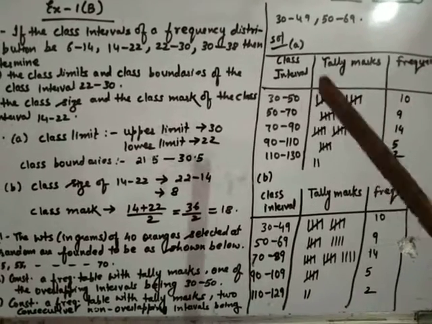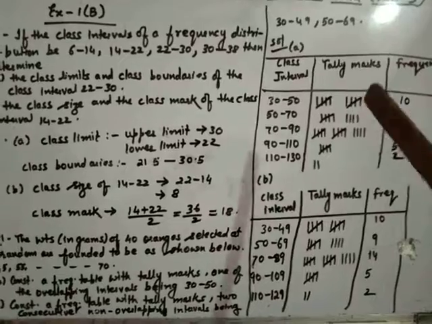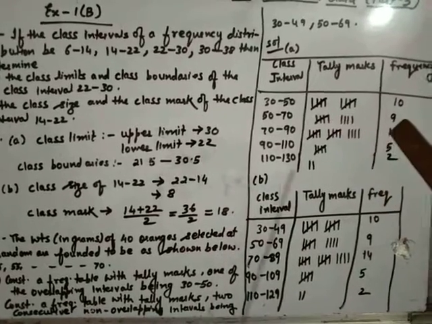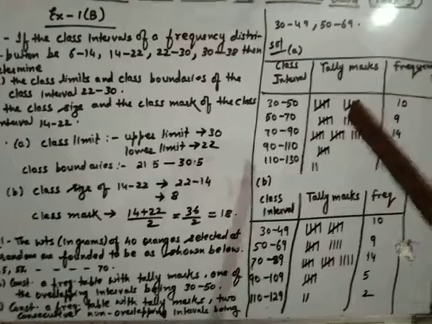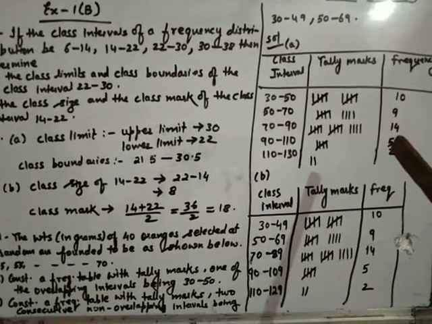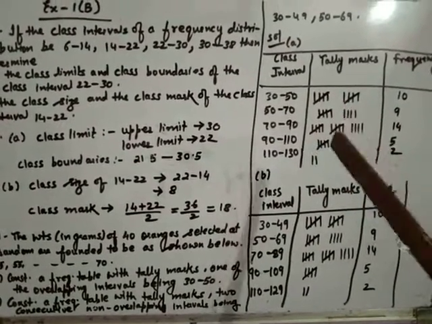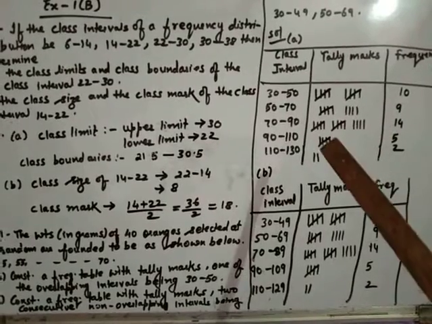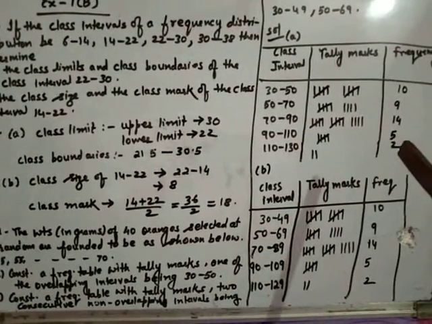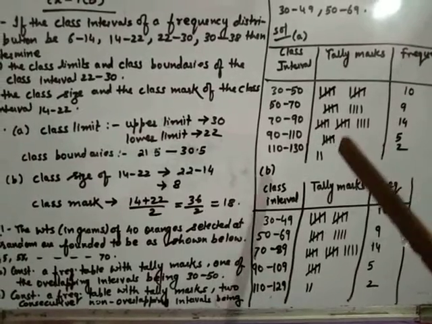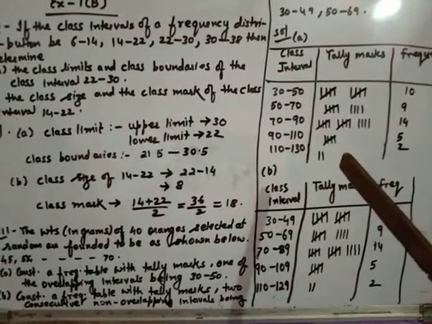For 10: 1, 2, 3, 4, 5, the fifth one is slanting, 6, 7, 8, 9, 10. For 9: 1, 2, 3, 4, 5, 6, 7, 8, 9. Clear? For 14: 1, 2, 3, 4, 5, 6, 7, 8, 9, the 10th one is crossed, and then 11, 12, 13, 14. For 5: 1, 2, 3, 4 and the fifth one is crossed. For 2: 1, 2. Clear, student?